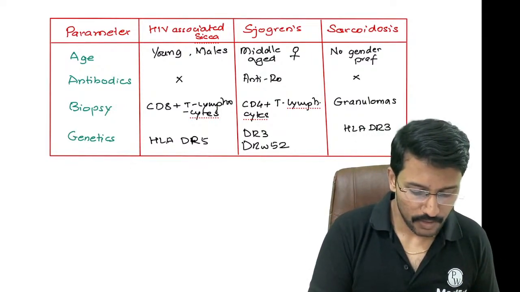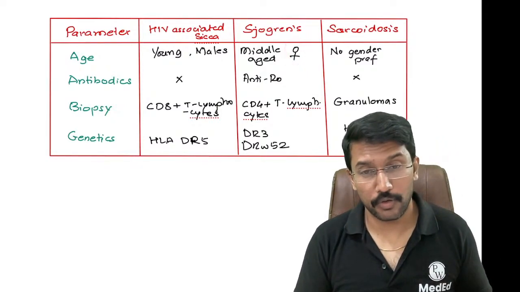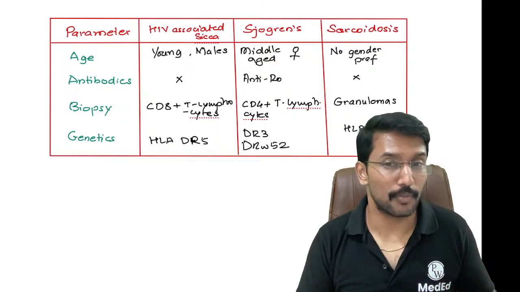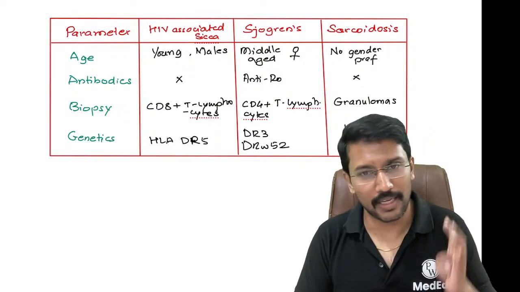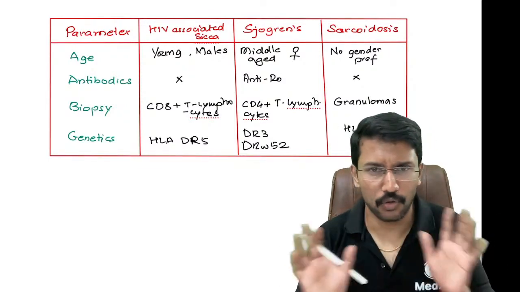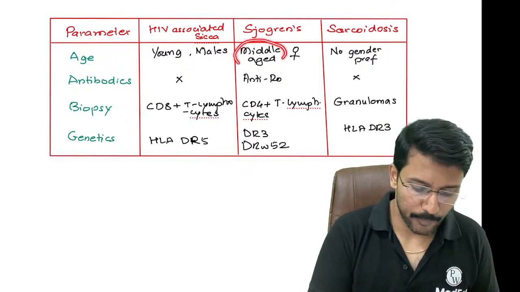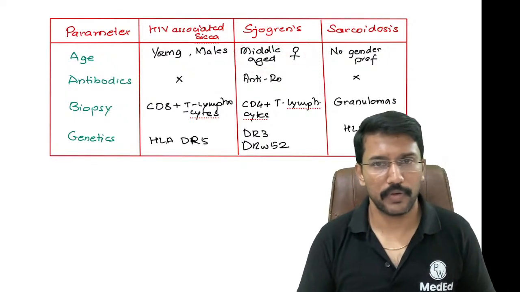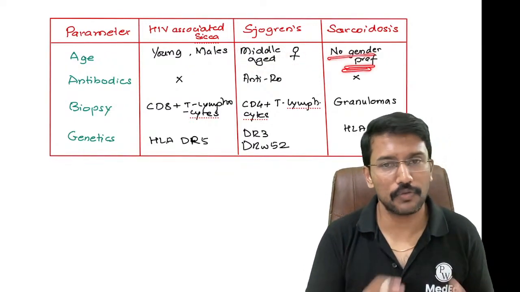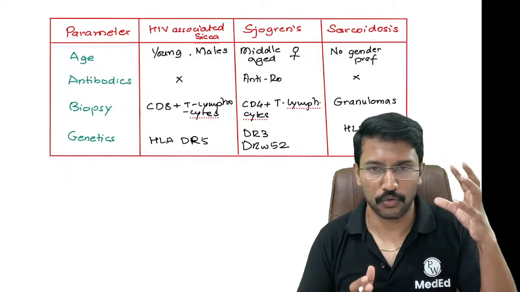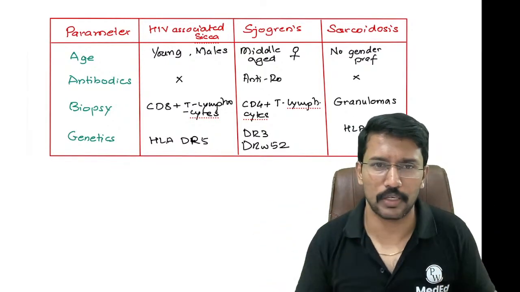On the other hand, Sjögren syndrome, being an autoimmune disorder having close association with rheumatoid arthritis and SLE, which are again more common in females, is more common in middle-aged females. When it comes to sarcoidosis, not much of gender preference. Sarcoidosis affects males and females almost equally.